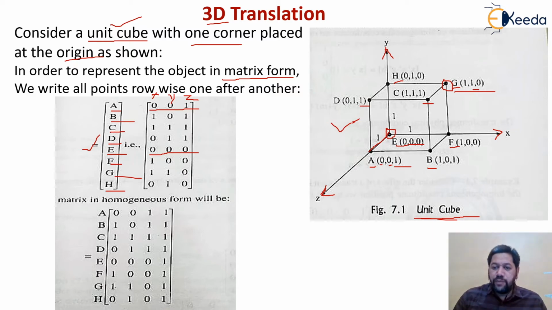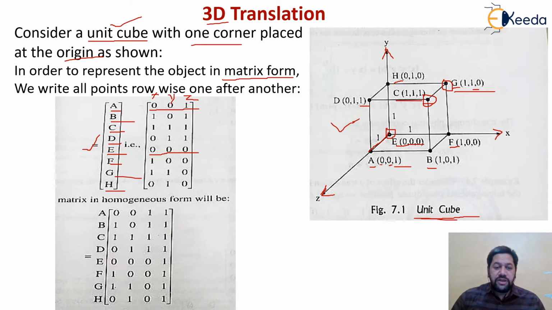Similarly, if I go for this particular point C, you can find it is having X1, Y1 and Z also 1. So it is having the Z value also 1. So C point is having the value 1, 1 and 1.